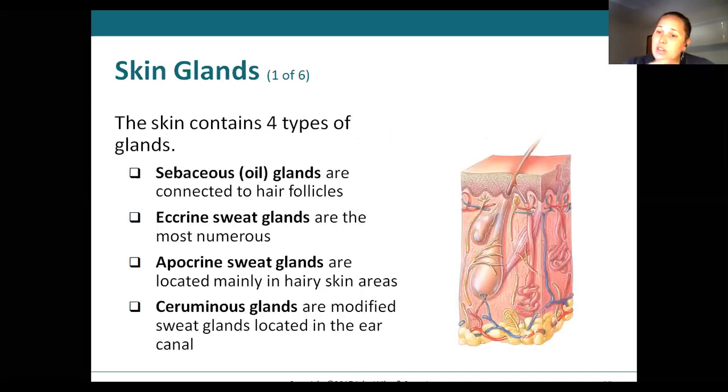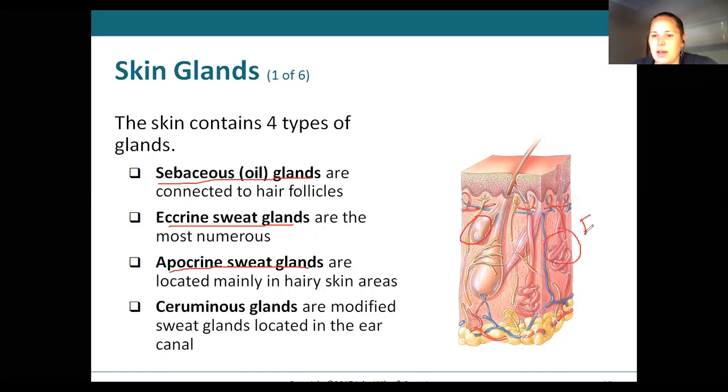Another accessory structure to the skin is going to be skin glands. We'll look here at different types of glands. Sebaceous oil glands, you can see here, are part of the hair follicle. Apocrine glands are going to be the most numerous type of gland. The apocrine sweat glands are located mainly in the hairy areas, and you can see here an apocrine gland. Eccrine sweat glands, you can see an example of the cross section here.